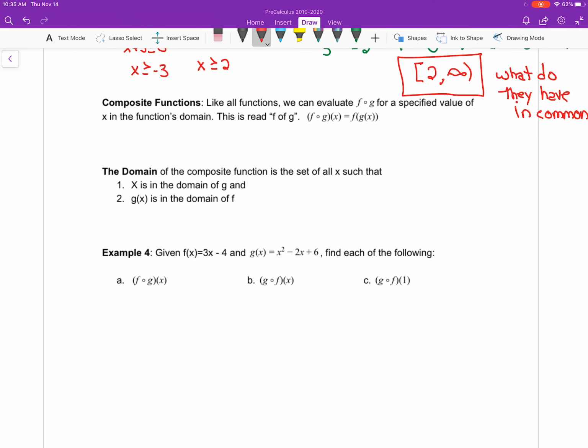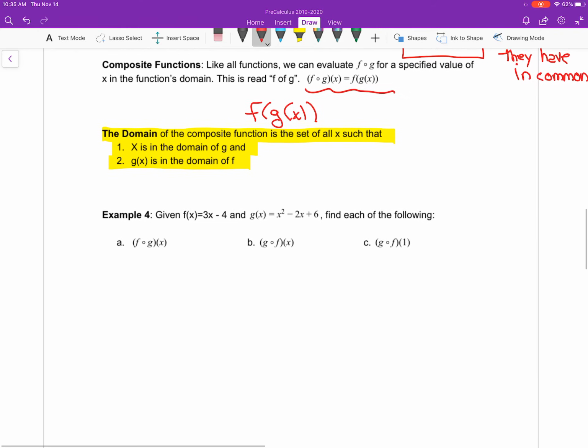The next part is composite functions, and this you've seen before. It's read right here, f of g of x, or you could also say g of f of x, but it's when you're taking one function and substituting it into another function. So, important, the domain of the composite function is the set of all numbers such that x is in the domain of g, and g of x is in the domain of f, and we'll look at an example of what that means.